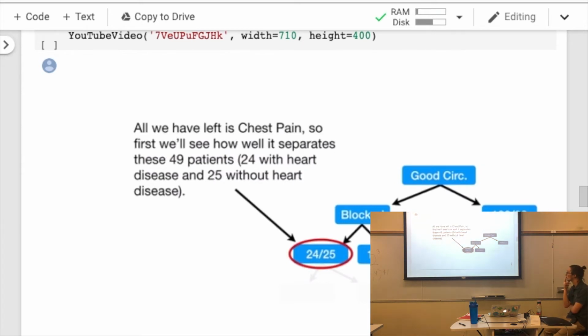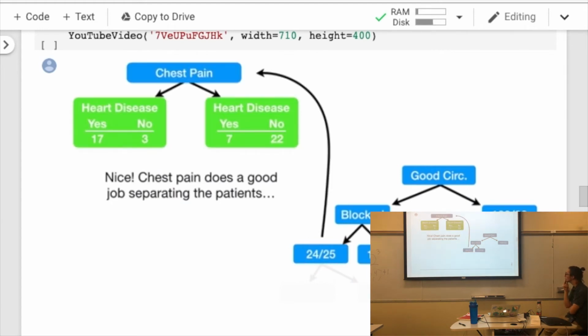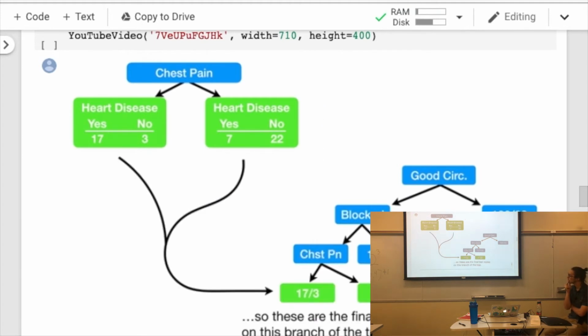All we have left is chest pain, so first we'll see how well it separates these 49 patients, 24 with heart disease, and 25 without heart disease. Nice. Chest pain does a good job separating the patients. So these are the final leaf nodes on this branch of the tree.